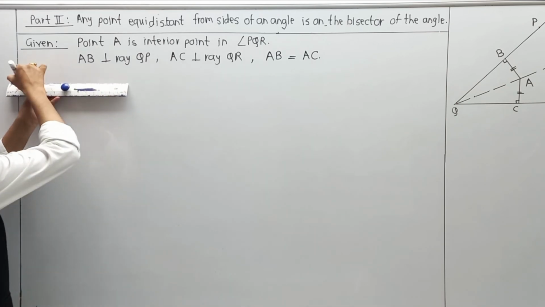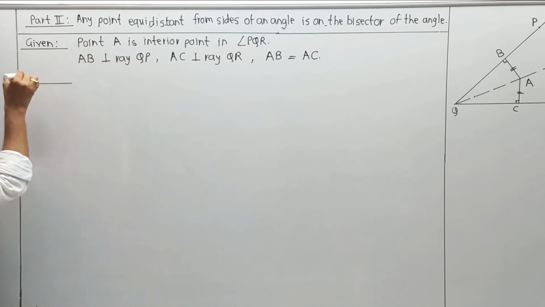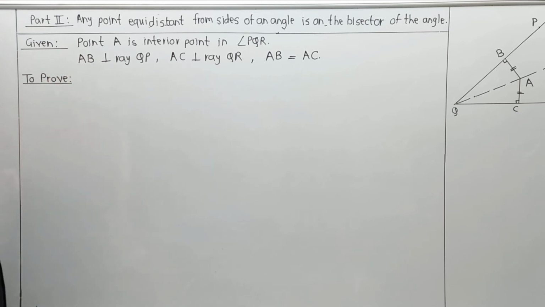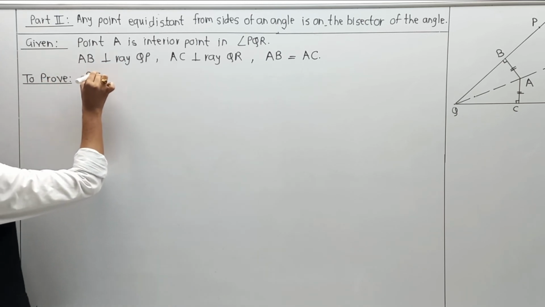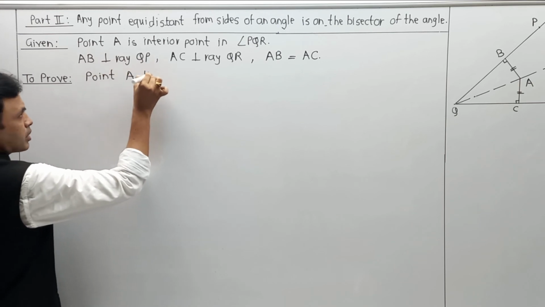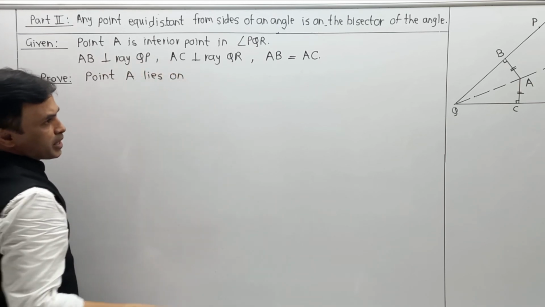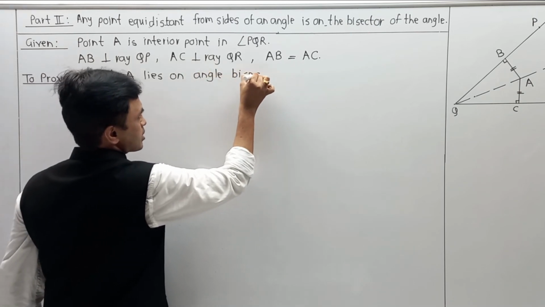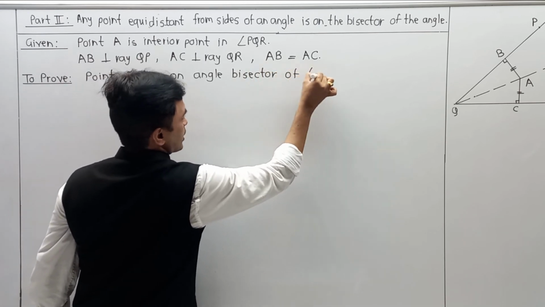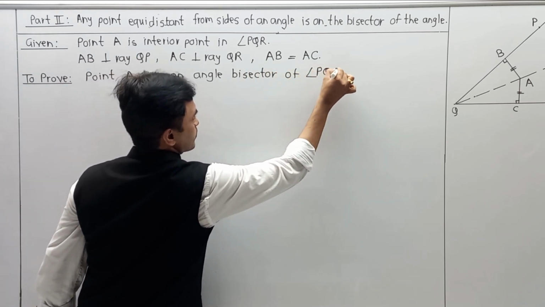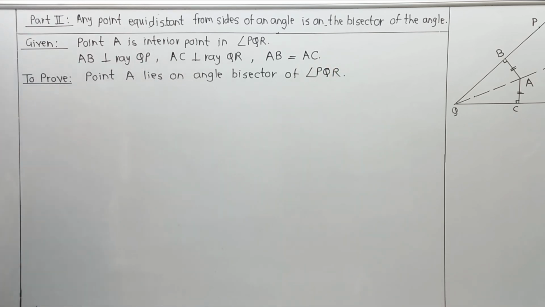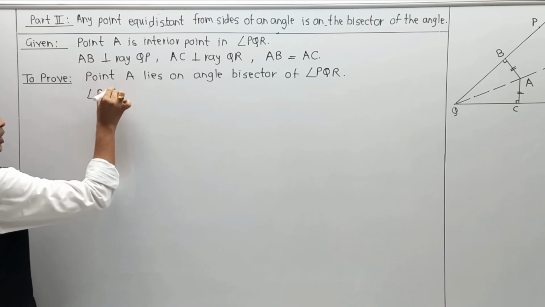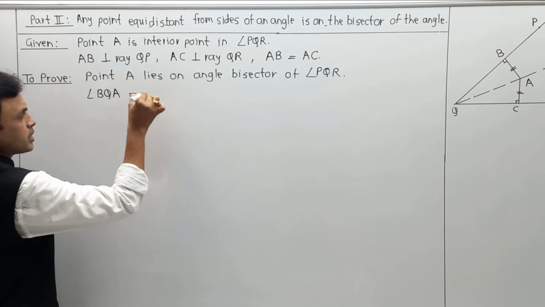Now to prove. So the part is to prove point A lies on the angle bisector of angle PQR, or we can have angle BQA is equal to angle CQA.